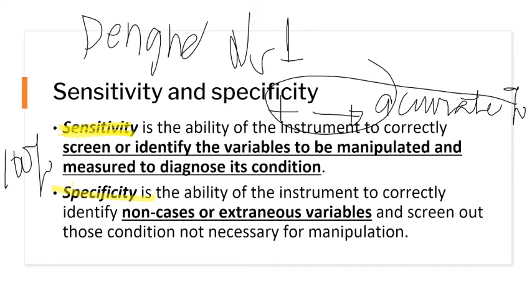Now, to put it in context, it is possible for you to test positive in dengue, but actually you don't have dengue. It's also possible for you to be negative in dengue, however, you also have dengue. That's the role of sensitivity and specificity.